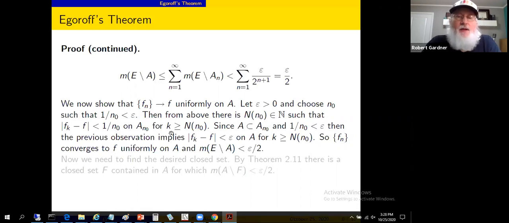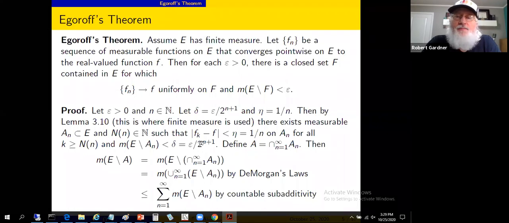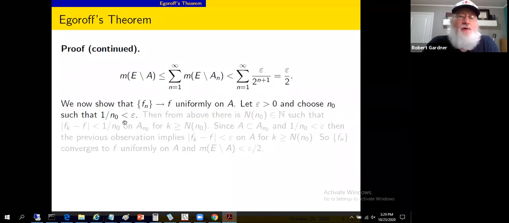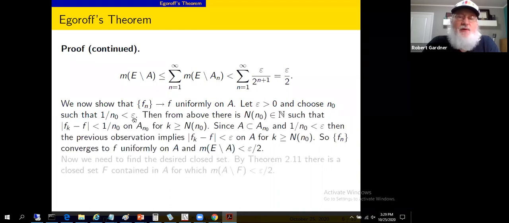Let's take a peek back at that. Provided the index is sufficiently large. So we had the absolute value of f sub k minus f less than 1 over an integer on set A sub that integer, provided k was greater than or equal to capital N based on that integer. Let's go back and look at that. Yeah, here it is, the absolute value of f sub k minus f less than 1 over n on A sub n, provided k was greater than or equal to some integer capital N based on that n. And something about the measures. We've taken care of the measures part. All right, so that's exactly what we have, except we're choosing this n sub 0, where n sub 0 was sufficiently large that we had 1 over n sub 0 less than epsilon.